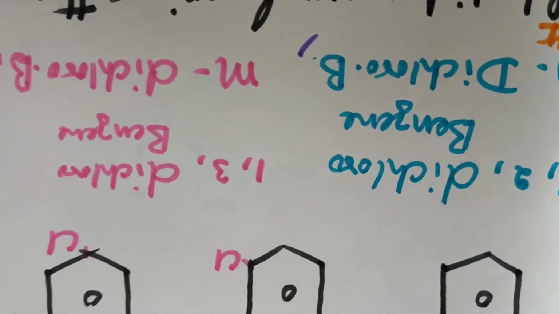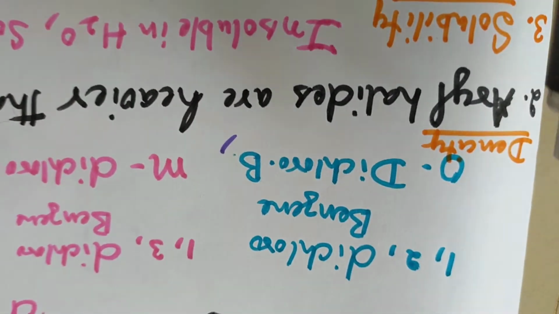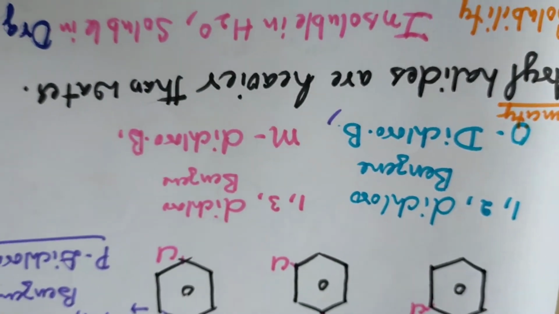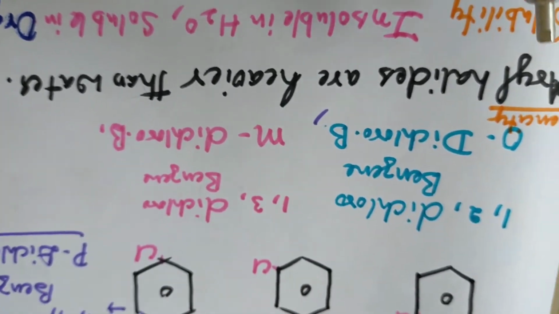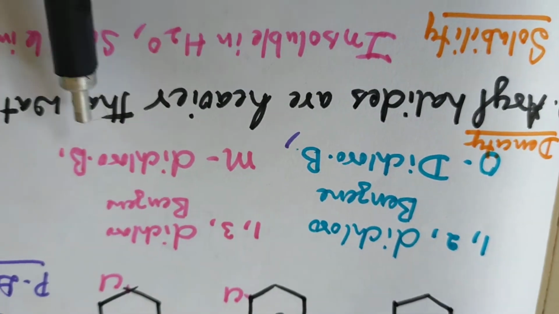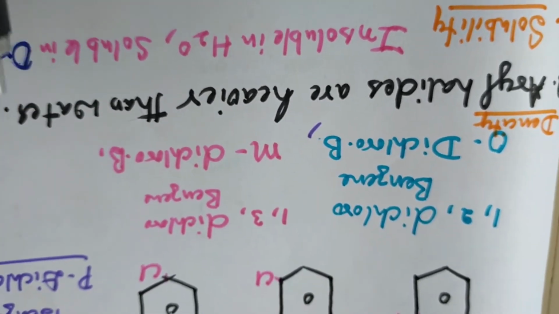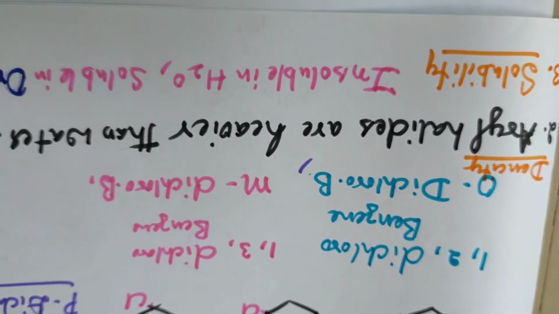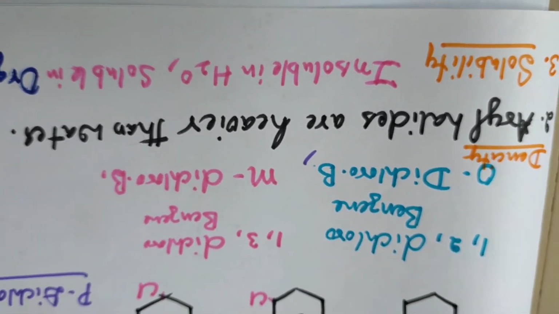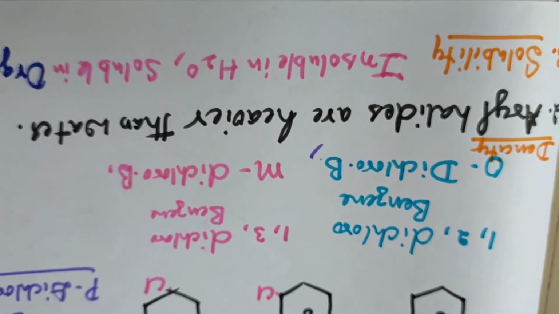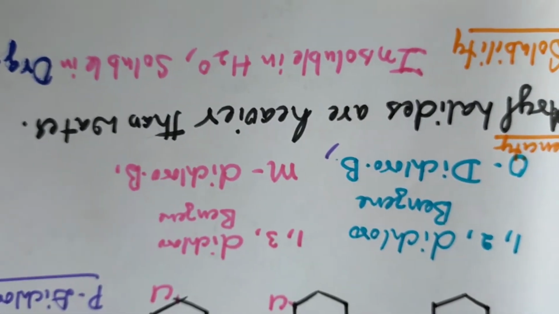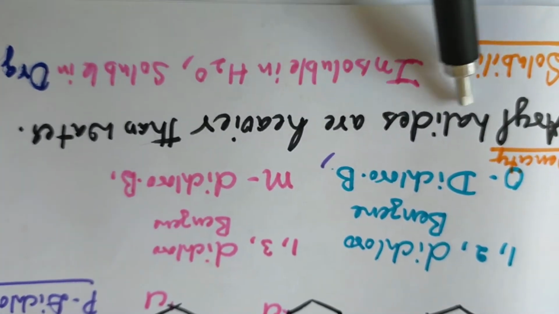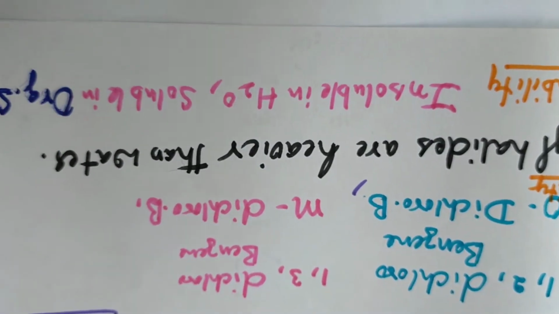Then come to the density. I already told you density depends on the number and arrangement of atoms. Aryl halides are heavier than water, whereas alkyl halides are lighter than water. What happens when we put aryl halides in water? They sink to the bottom of the container.